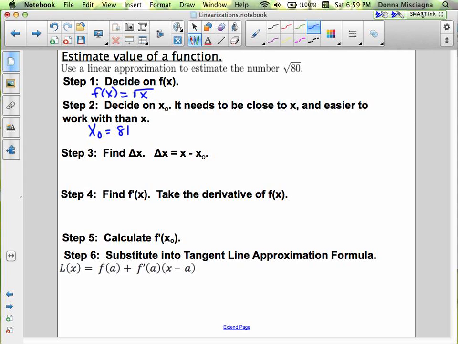Find the change in x. Right? So the change in x is going to be the difference. We were working with 80. We're going to use 81 to approximate, so that would be -1.